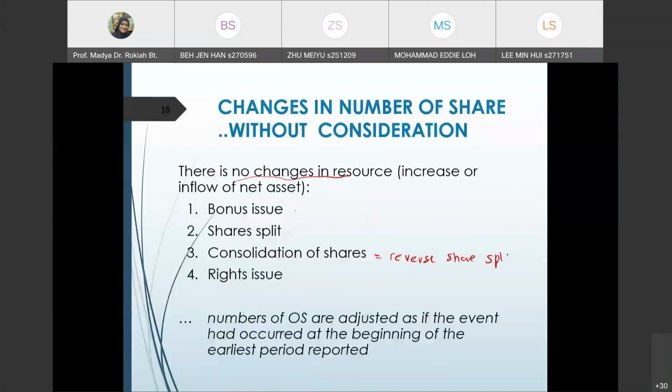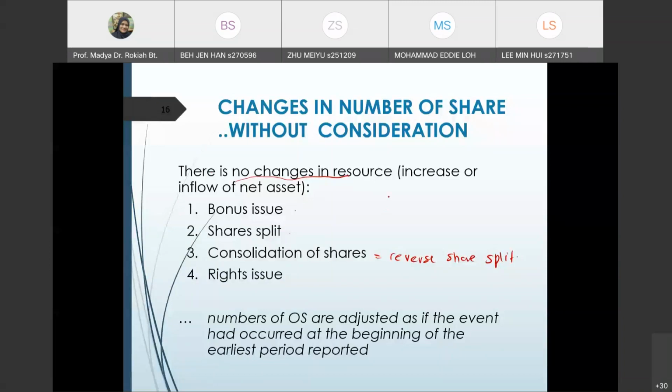Okay, and then the next one is a rights issue. So we have four types for the bonus, share split, consolidation and rights issue, without consideration. With consideration, we have only two, which is a new issue, and then the other one is share buyback. Without consideration, we have four types here: bonus, share split, consolidations, and rights issue.